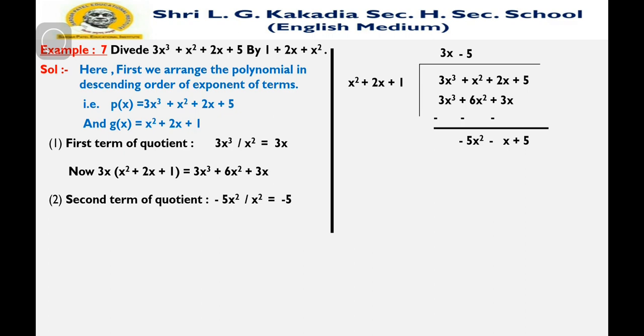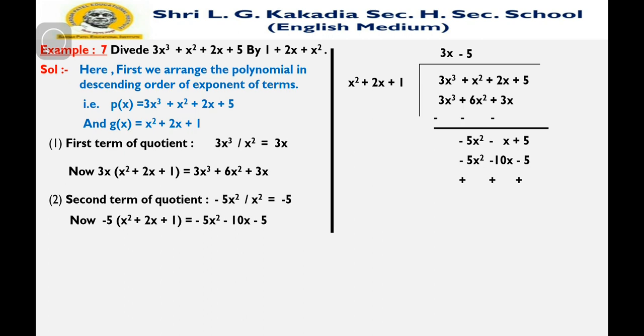So now again we multiply minus 5 with the divisor x square plus 2x plus 1, and we get minus 5 in bracket x square plus 2x plus 1. Minus 5 into x square is minus 5x square, minus 5 into plus 2x is minus 10x, and minus 5 into plus 1 is minus 5. We subtract this product from the given dividend. So as we do, we change the sign: minus, then we put plus; minus 10x, then we put plus; minus 5, then we change the sign and we do plus 5.